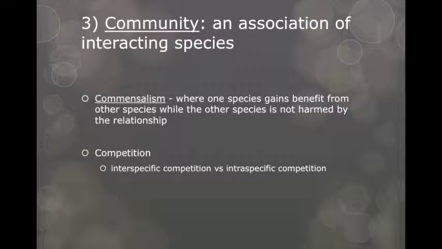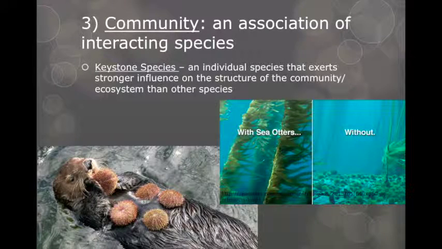For example, when you have two male brook trout that are competing for breeding rights with a female brook trout, that would be an example of intraspecific competition. Another aspect of communities that is important for studying is keystone species. A keystone species is an individual species that exerts stronger influence on the structure of the community or ecosystem that it exists in than other species within that ecosystem.